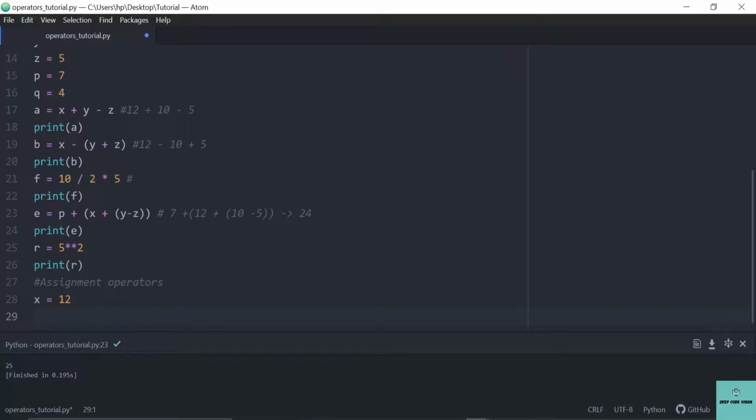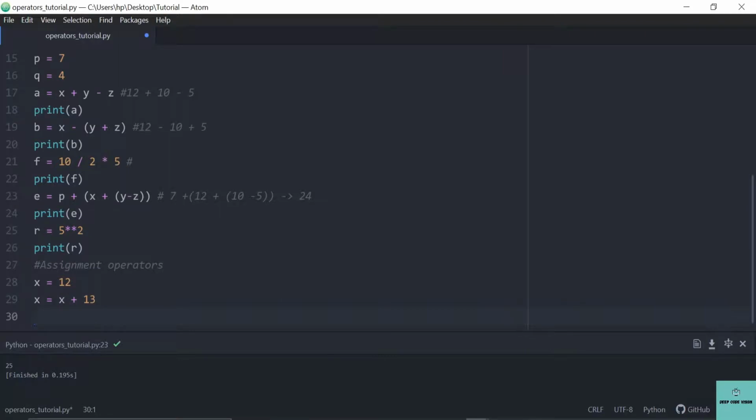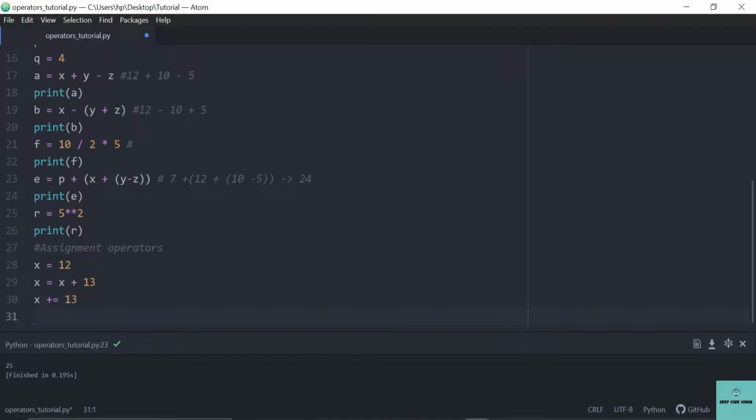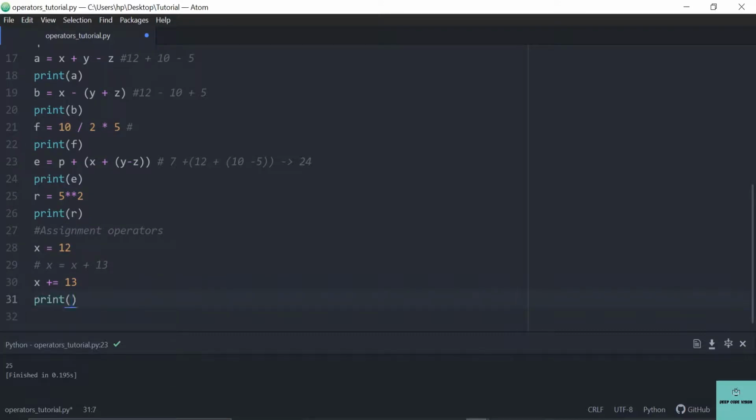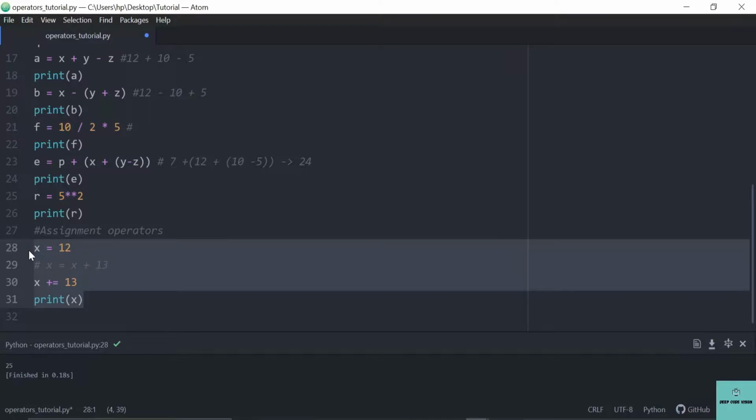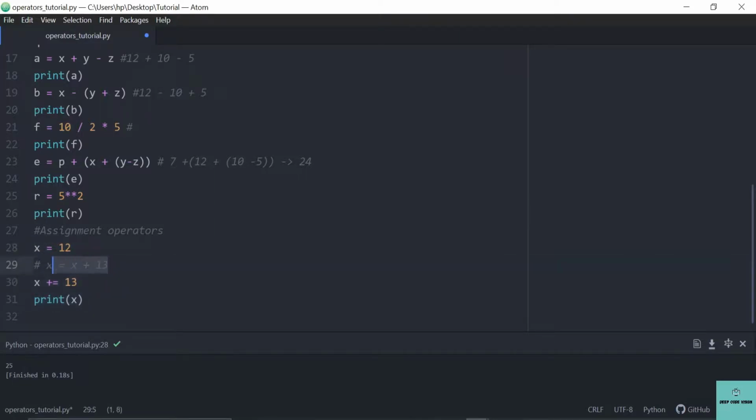Some of the assignment operators are quite easy. Let's say x is 12, and I want to add something to x, which is x plus 13. That's perfectly fine. Or we can do another thing, which is an addition assignment operator, like this: plus equals 13, and these two should be the same. So that's 13 plus 12, that's 25.